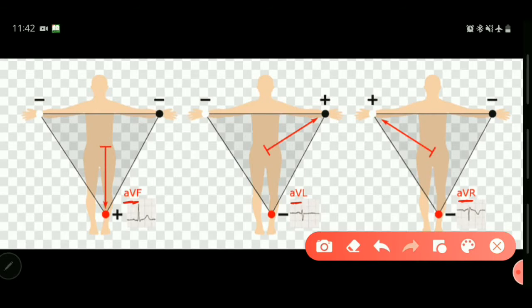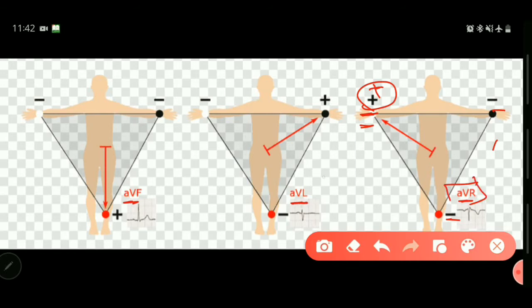For the aVR, we put the positive electrode on the right arm, while we put the negative electrodes on the left arm and the left leg. We put the negative electrodes on the left arm and left leg because we want to measure the potential on the right arm. So we put the positive electrode on the right arm because we want to measure the potential difference between the right arm and the left leg with the left hand. Okay, and that is aVR.